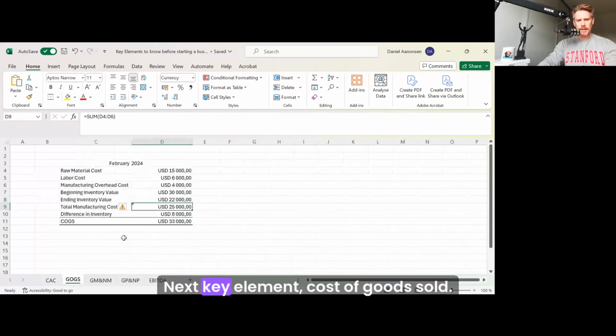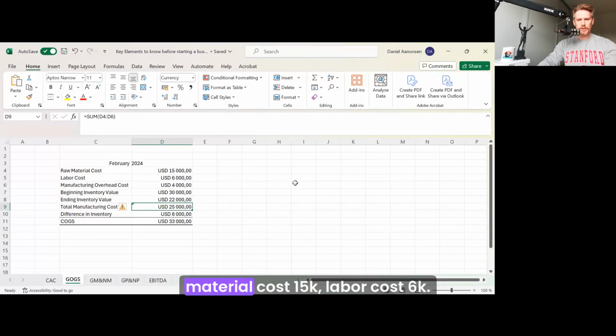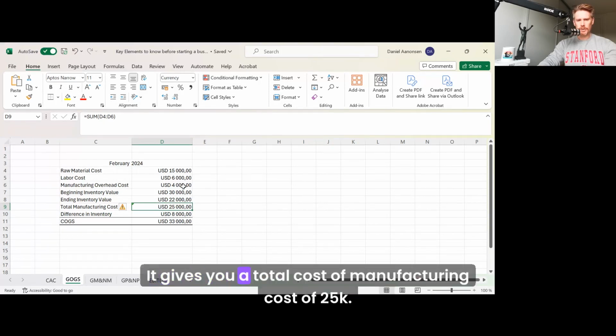Next key element, cost of goods sold. So here I've set up a simple example for the period of February 24. Your raw material cost 15K, labor cost 6K, and the overhead cost 4K. That gives you a total manufacturing cost of 25K.